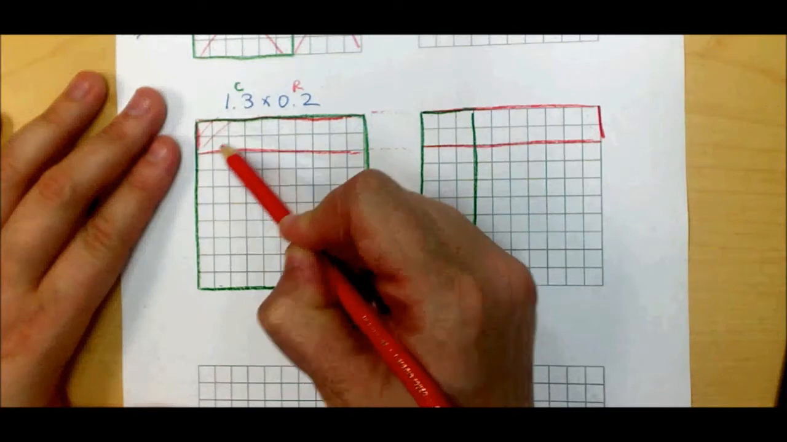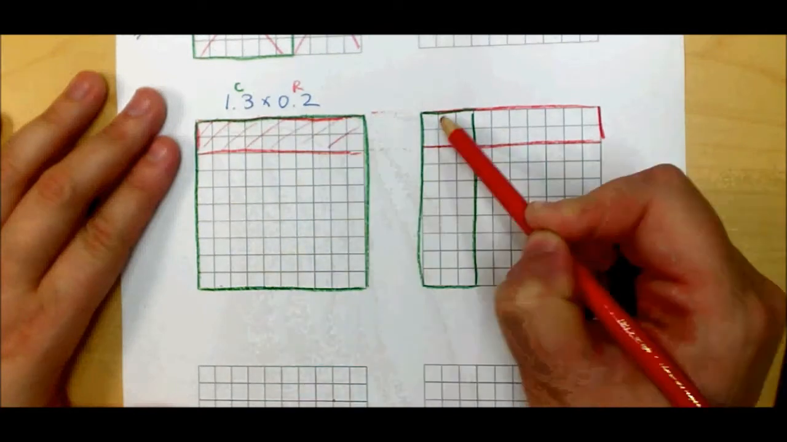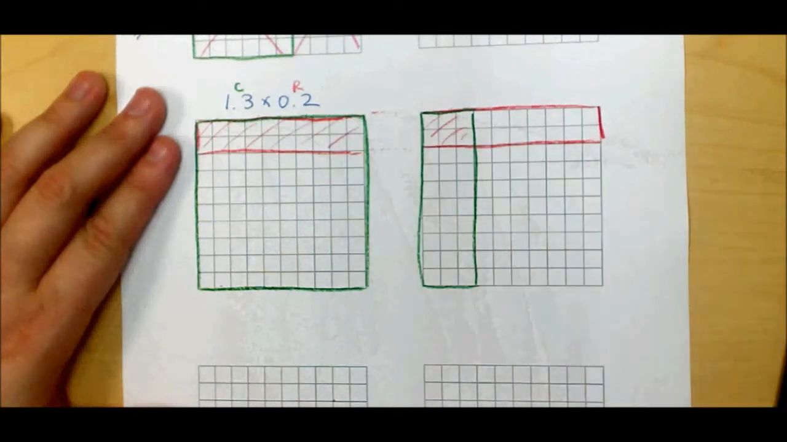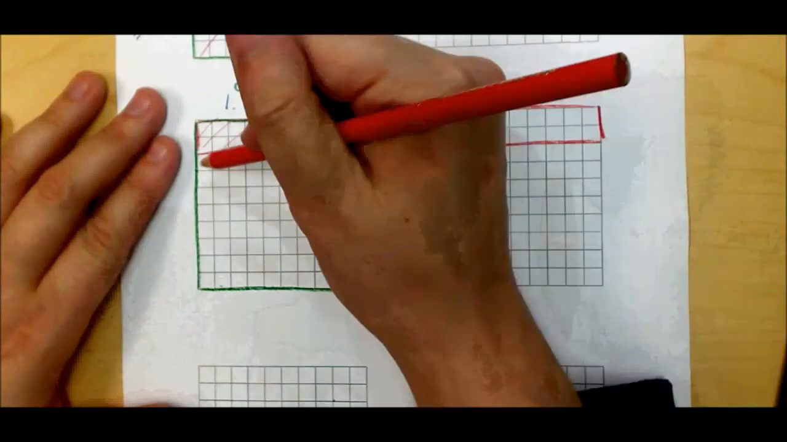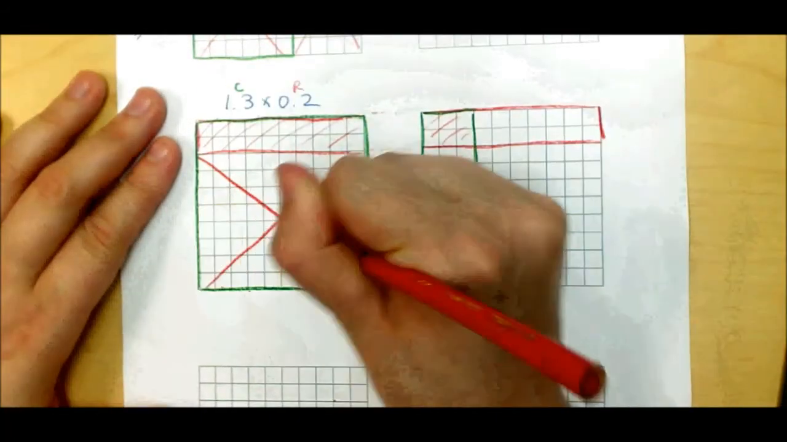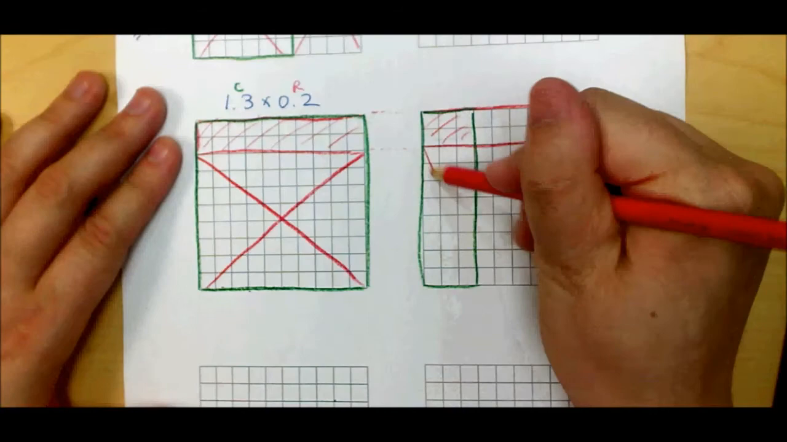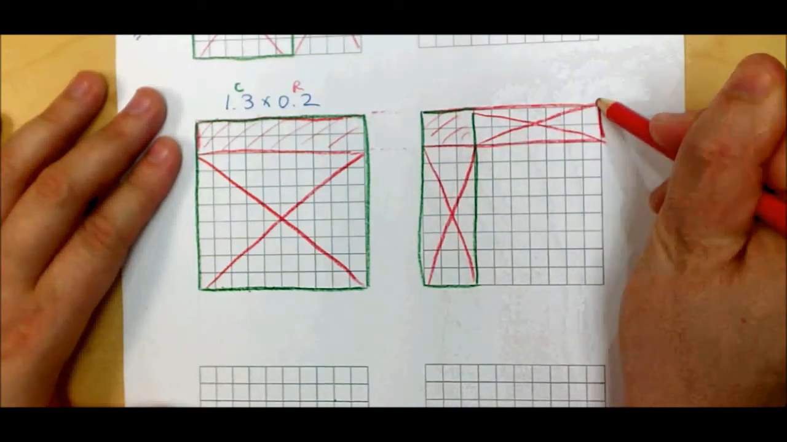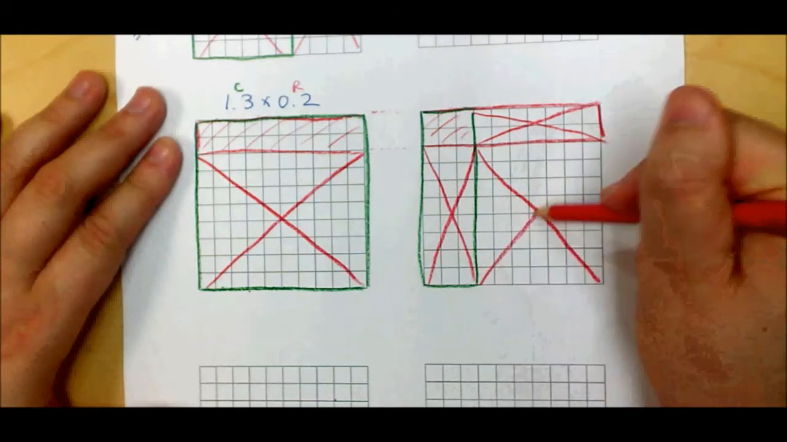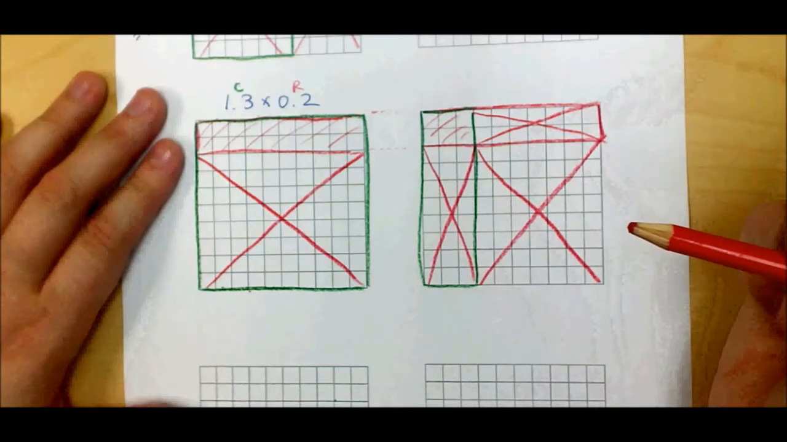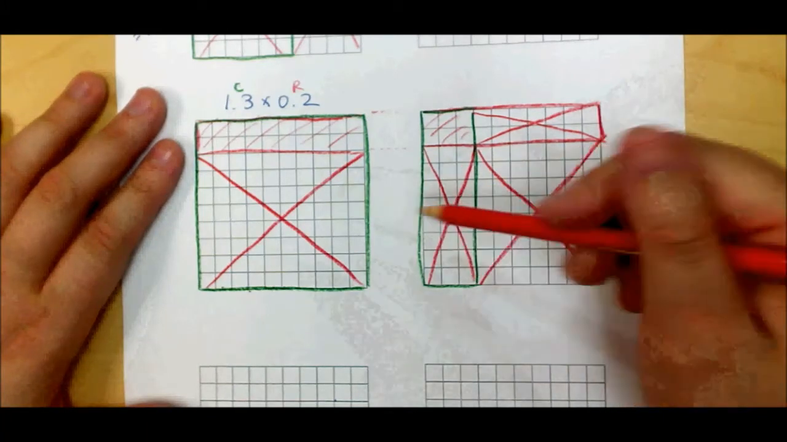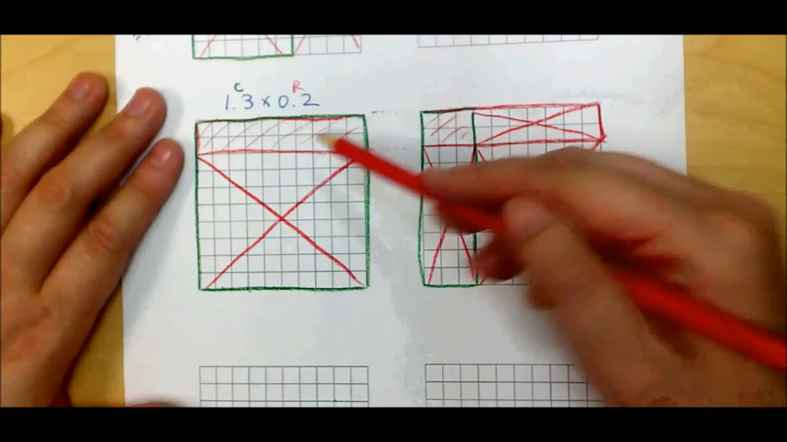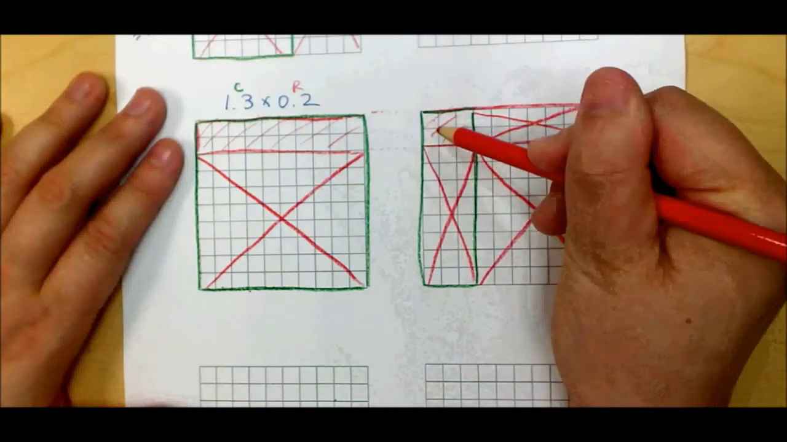And so you can see that one of these boxes overlaps both, and the rest of these boxes are not overlapping boxes. This is part of the 1.3. This is part of the 1.3. This is part of the 0.2, and this is neither one. So that one in the upper left-hand corner is your overlap between the two.